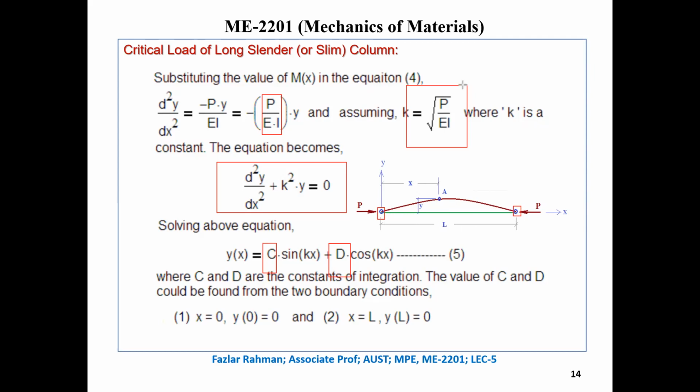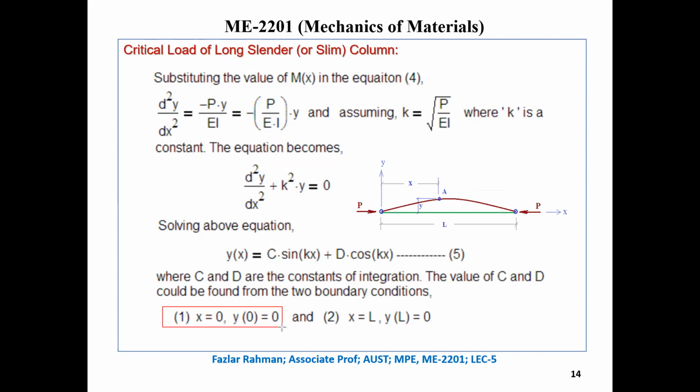Now you see these are the boundary conditions. At x equals 0, y(0) equals 0. That means the y value at x equals 0 is zero. Similarly, the y value at x equals L is equal to 0. And now we'll apply them over here. If you apply the first equation, what will you get?